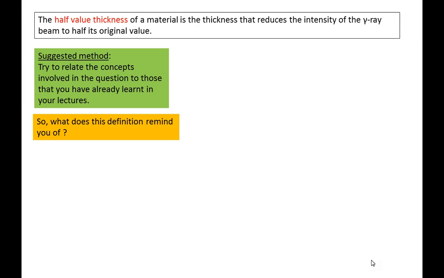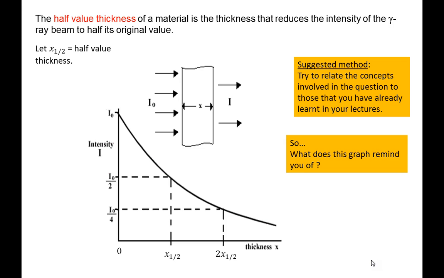Time taken for the number of unstable nuclei to drop to half the original number. Whereas this one is the distance that causes it to drop to half the original intensity. So there's a change in the terms, but the pattern is the same. If you apply what you've learned so far, half-value thickness is the thickness that reduces the intensity to half. In other words, every time the radiation passes through one half-value thickness, the intensity will drop from the starting value to half.